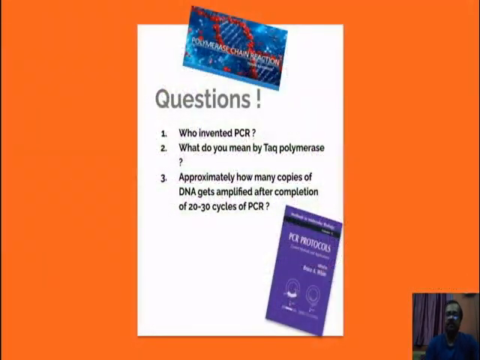So now you see here, the next question is approximately how many copies of DNA get amplified after completion of 20 to 30 cycles of PCR. So it is actually exponential. The rate of amplification is exponential, that is, 2 to the power n. Initially it is a duplex DNA, then after strand separation, we get two new daughter strands, that is, after the first cycle two duplexes, then in the next cycle you will get 4, then 8, then 16, then 32, then 64. In this way it gets amplified.